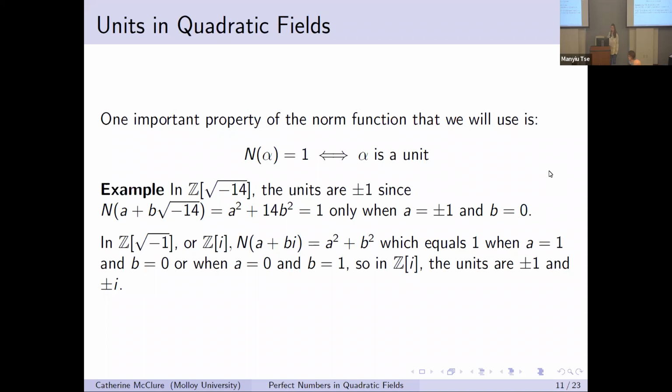One important property that we get from the norm is that if the norm of alpha is equal to 1, alpha is a unit. In Z of square root negative 14, the units are just plus or minus 1, because the only time we get 1 when taking the norm of an element in here is when a is equal to plus or minus 1. But if we look at Z of square root of negative 1, the norm just becomes a sum of two squares. So this is equal to 1 when a is 1 and b is 0, or when a is 0 and b is 1. That makes the units plus or minus 1 and plus or minus i, since it's just square root of negative 1.